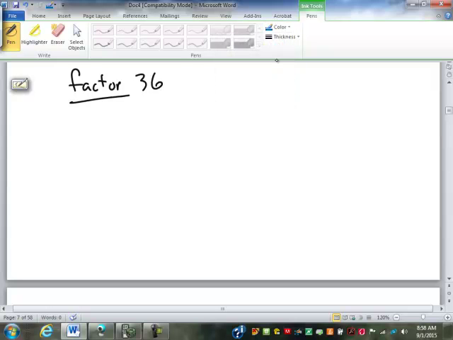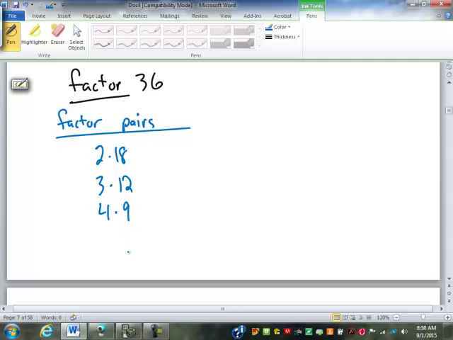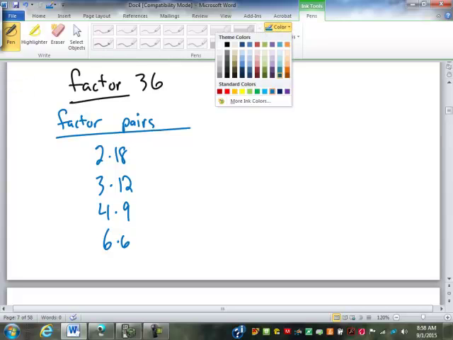Well, there's all sorts of different factor pairs I could come up with for 36. I could have 2 times 18, that's a factor pair for 36. 3 times 12, there's a pair of factors. 4 times 9 is a pair of factors. 6 times 6 would be a pair of factors. How do I know which one I want? Well, in most cases, none of them. But any one of them might be useful in different situations.